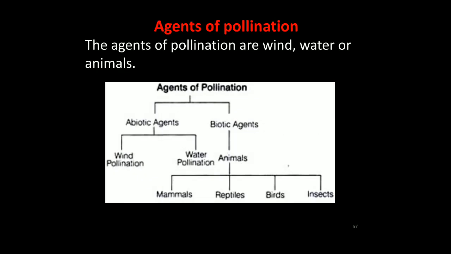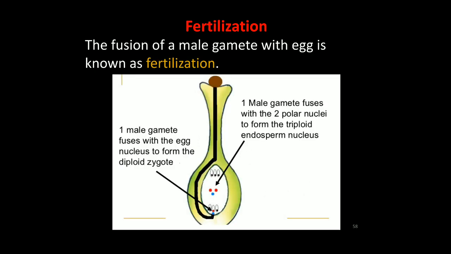So, agents of pollination. The agents of pollination are wind, water or animals. See, insects or water or animals or wind pass on these pollen grains. So, fertilization.